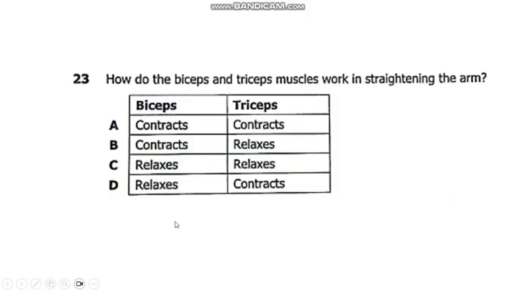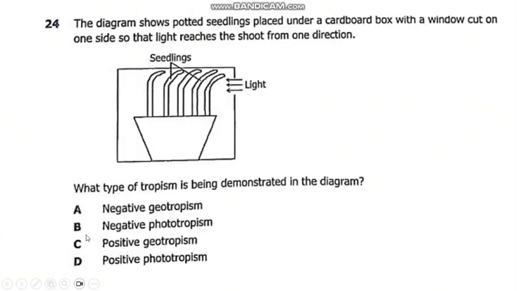So when you are straightening the arm, the biceps are going to relax and the triceps are going to contract. So the correct answer here is C, D. So we now move on to question 24.